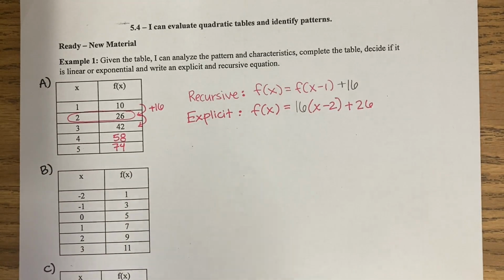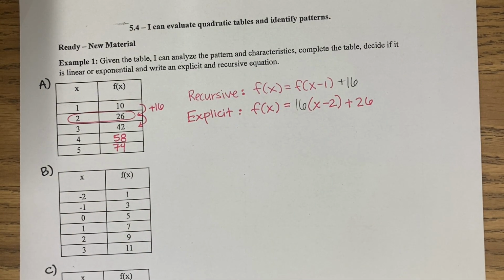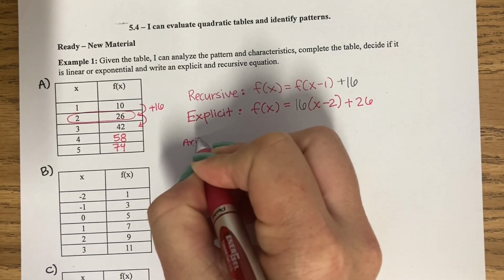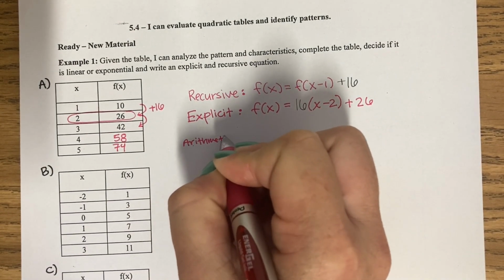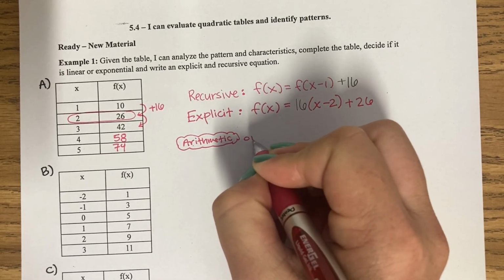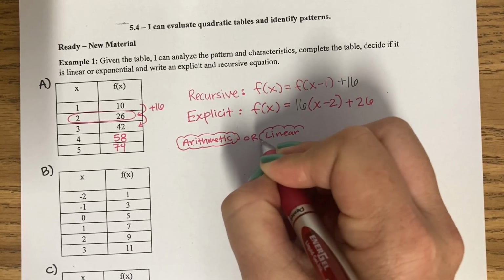For a linear function, you can pick your point when you use point slope form. So this would be identified as arithmetic, which you can also call linear. They go together.